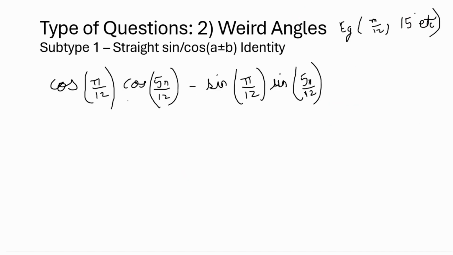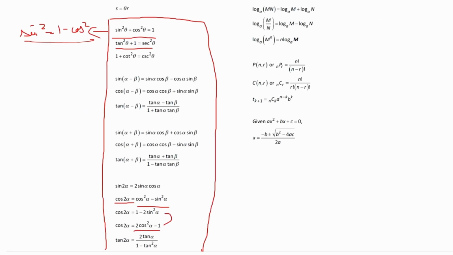Then the next type of questions are your weird angle questions. So we know our special angles, the pi by 3, pi by 4, and so on. But sometimes your questions will have weird angles, like pi by 12, and there's two possibilities. Either it's just a straight up identity, as you can see: wherever you see two sines and two coses in any order, always think sine a minus b or sine a plus b.